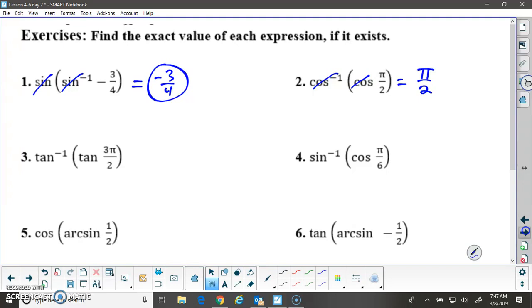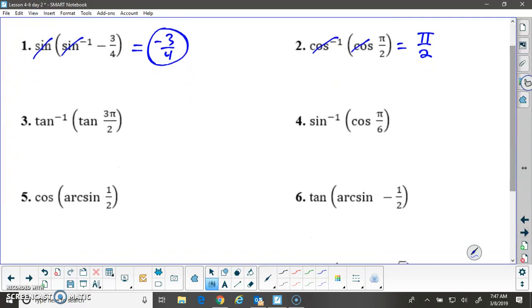On number 3, tangent inverse of tangent doesn't cancel each other off here because we cannot give 3 pi over 2 as an answer from a tangent inverse. So we'd start off by saying tangent inverse of undefined, because that's what the tangent of 3 pi over 2 is. And then the tangent inverse of undefined is either pi over 2 or negative pi over 2, but we can't give that answer. Therefore, we say no solution.